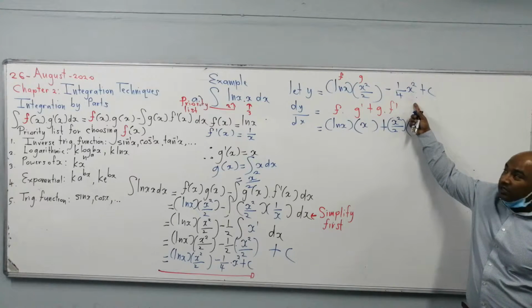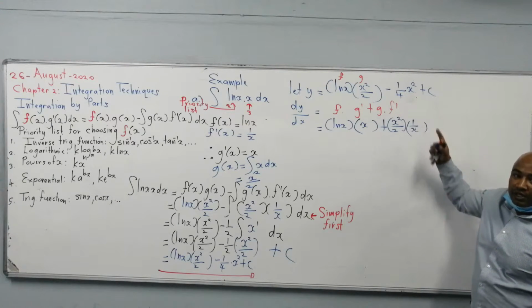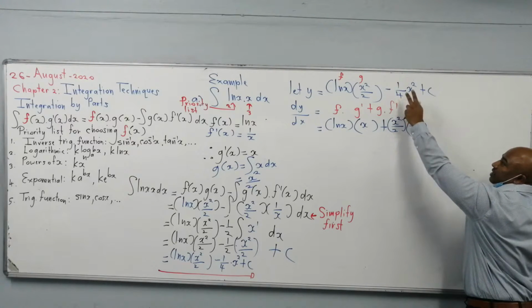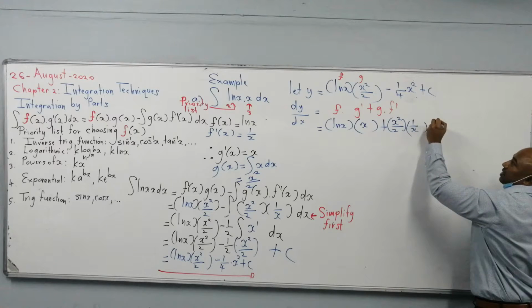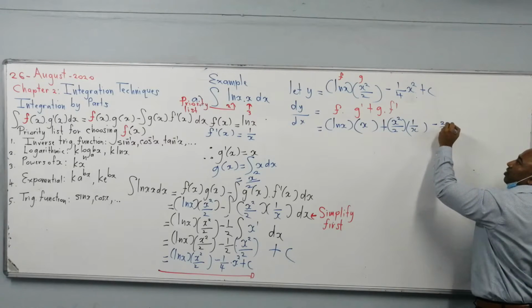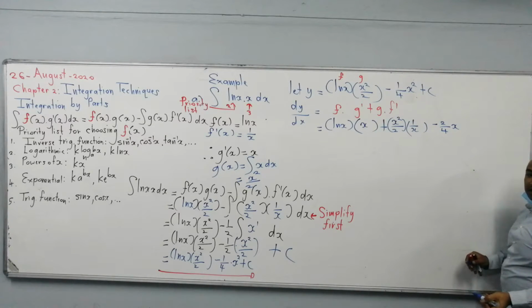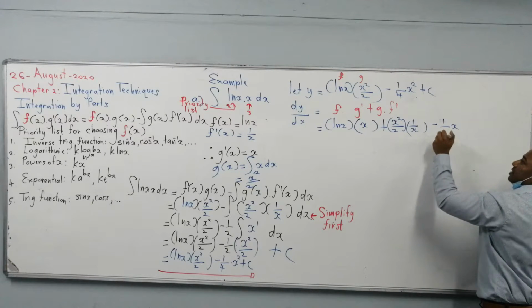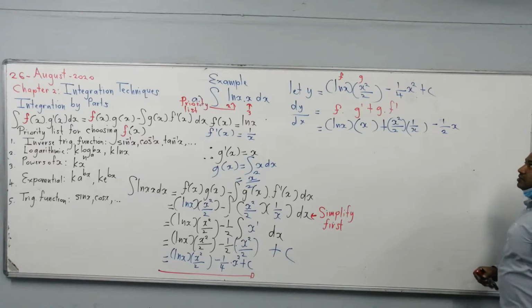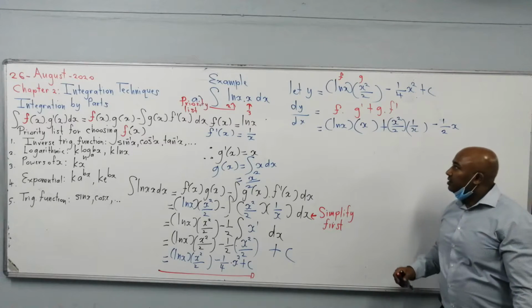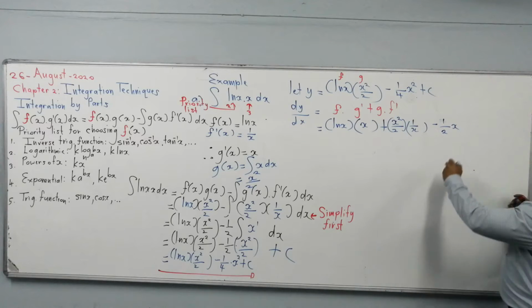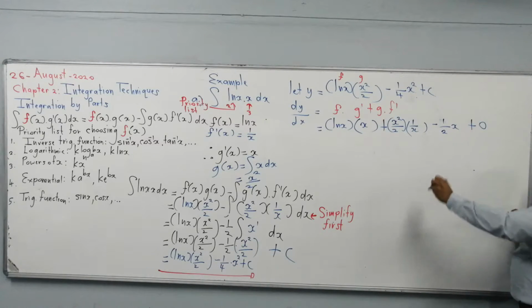Can you see that? So this is minus 1 over 4 x squared, so I need to differentiate minus 1 over 4 x squared. What is the derivative here going to be? Minus 2 over 4 x. What is minus 2 over 4? It's the same as minus 1 over 2. Alright, you should know that by now. 2 over 4 is the same as 1 over 2. And then plus c, that means plus 0.